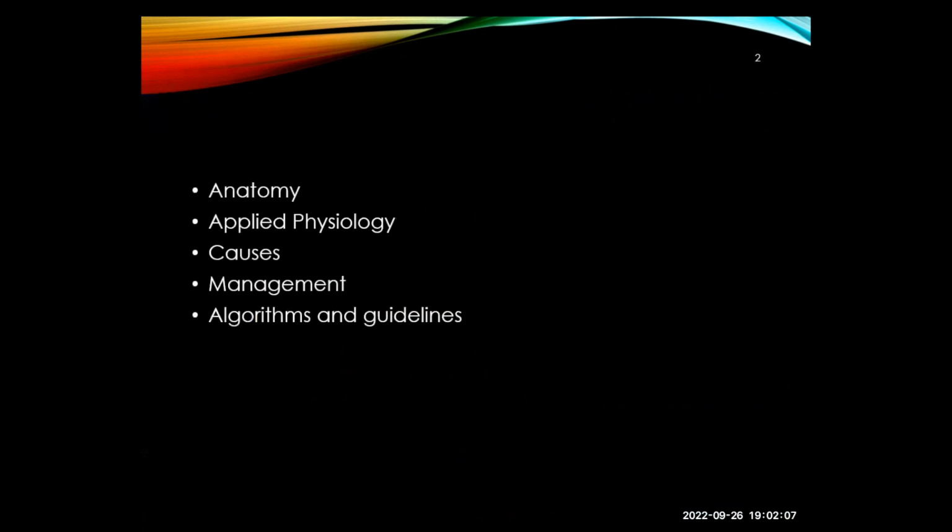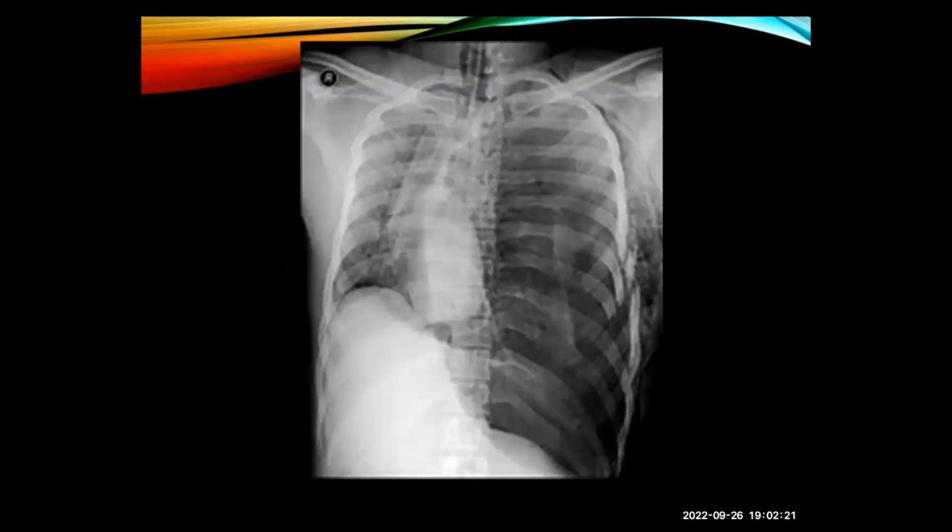So what we'll try to do is to just have an overview of the anatomy, applied physiology, the causes of pneumothorax and haemothorax, the management, the algorithms and guidelines in this next 40 minutes to an hour. Can somebody tell me what's wrong in this chest X-ray? Feel free to unmute and switch your camera on. What's wrong with this chest X-ray?